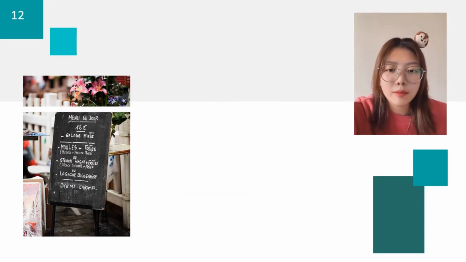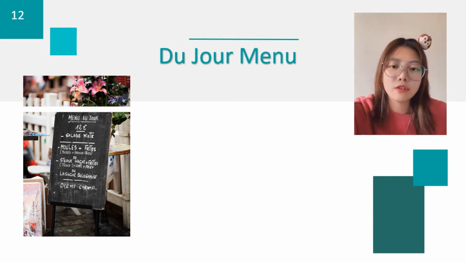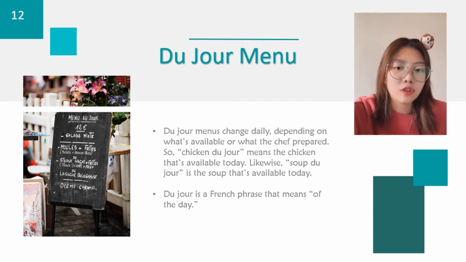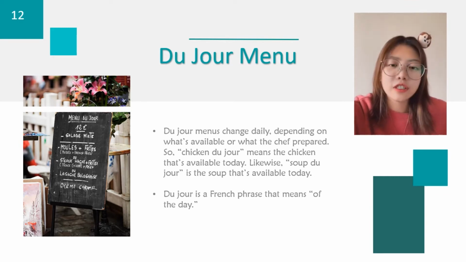The second type of menu is du jour menu. Du jour menu changes every day, depending on what the chef prepared and what is available today. Like chicken du jour means chicken is available today, so we can do the chicken. And soup du jour means soup is available, so we can do the soup today. And du jour is a French phrase that means of the day.